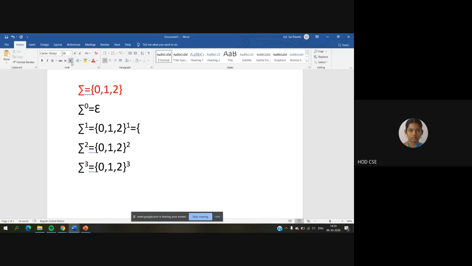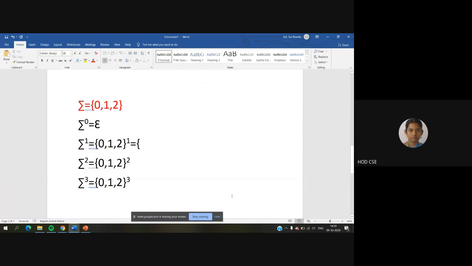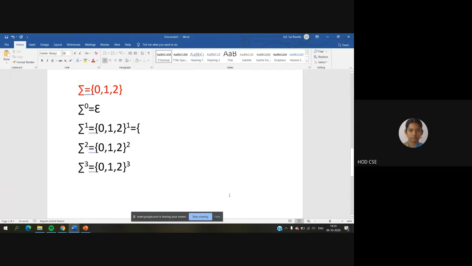Answer for me 2 questions. First question is how many strings we can produce? You apply the formula I have given previously. See the right side. How many strings we can produce? Number of symbols, the whole power n. Here, how many symbols does your input alphabet have?